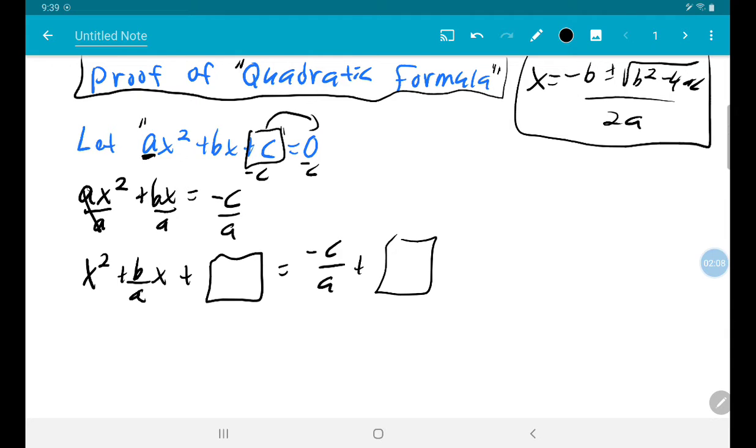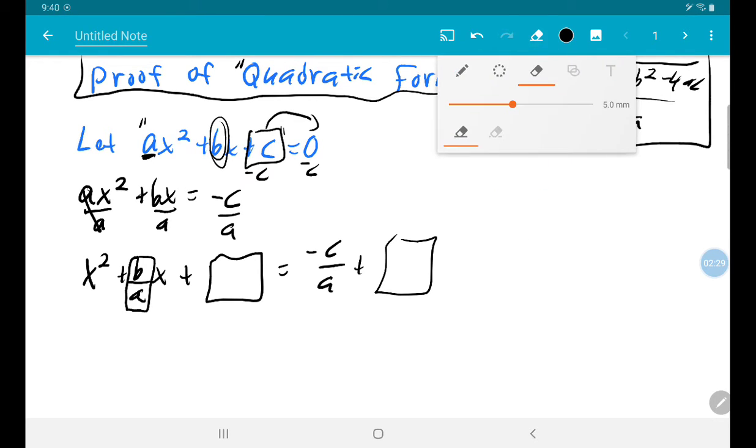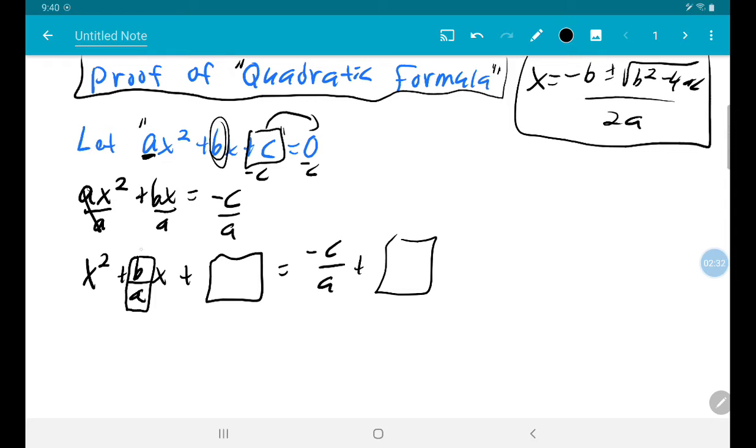So how do I know what to add here? Remember, what you do is you take your b term here and take half, or you take half of your b and square it. But here's the thing. After we divide by a, my b term is not b anymore. It's really b over a. So I basically do something of this nature. I take my b term, or my coefficient in front of my x, and I divide it by 2, or I take b over a, I divide it by 2 and square it, and that's what I'm going to add in those boxes.